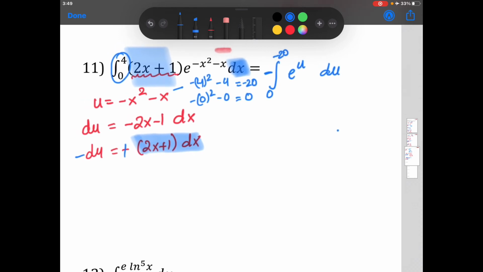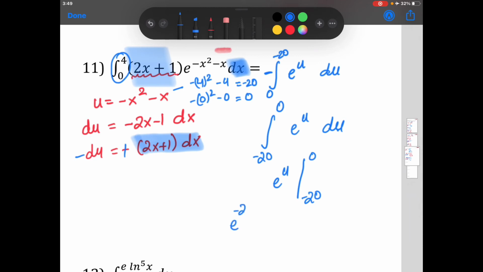which we saw here. Now if your bounds are not in the right order, what I'm going to do is switch them. So this would make it positive, so the negative and the negative cancel out, so my new bounds are going to be negative 20 to 0, e to the u du. The integral of e to the u is just e to the u, and I'm going to bound it from negative 20 to 0.